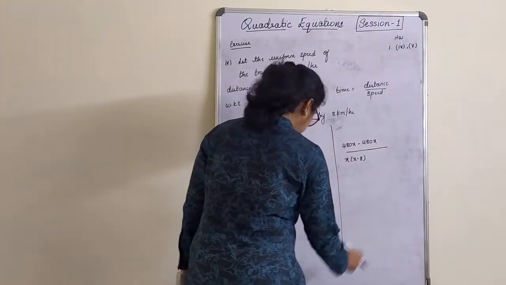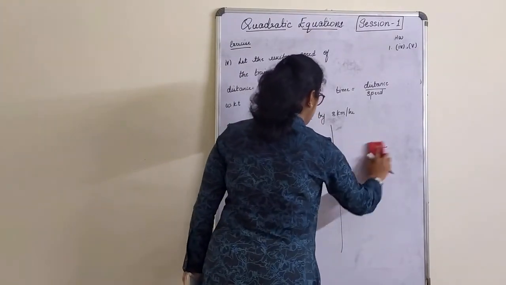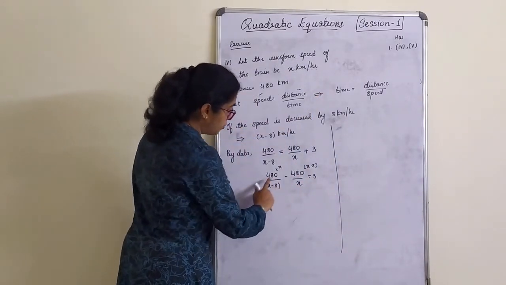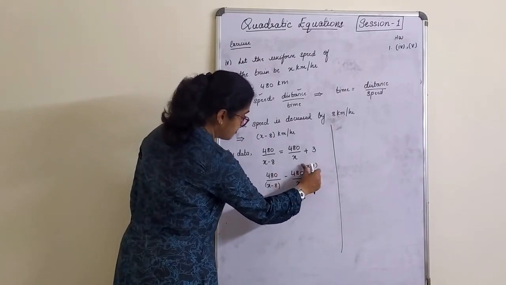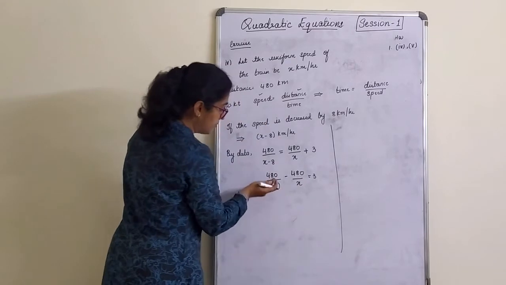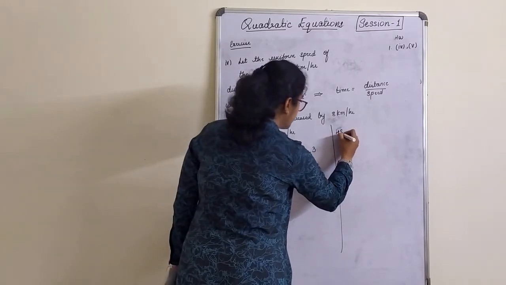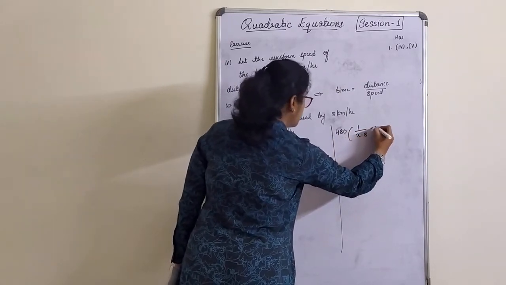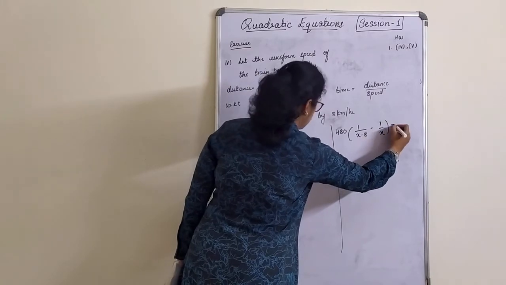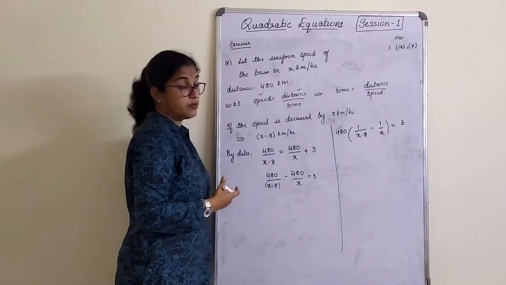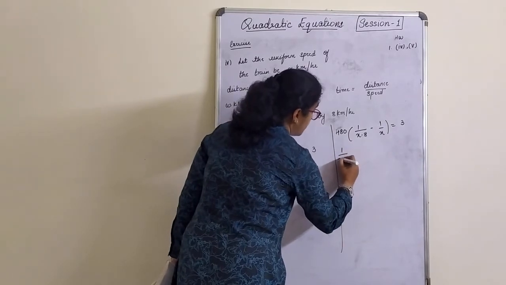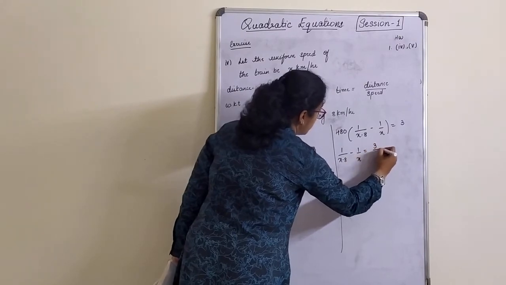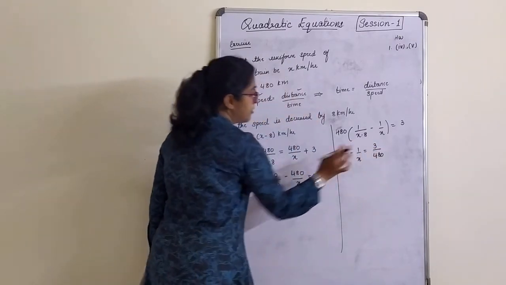Okay, 480x minus this. What we will do, children, since it will become a bit lengthy, you have to again multiply 480 into 8. So what we will do here is, before we take the LCM, I'll take 480 common. If I take 480 common, what will remain? 1 upon x minus 8 minus 1 upon x is equal to 3. I think this sounds much better. So 1 upon x minus 8 minus 1 upon x is equal to 3 upon 480. I just brought this 480 down.